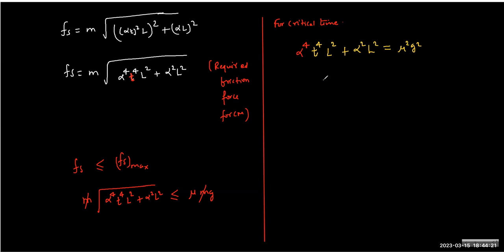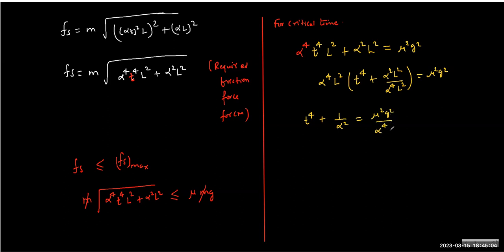Can we take something common here? I can take common alpha power 4 L square, because I want t to be alone, I want to make the coefficient of t power 4 as 1. So t power 4 plus alpha square L square upon alpha 4 L square is mu square g square upon alpha 4 L square. So t power 4 plus 1 by alpha square is mu square g square by alpha 4 L square. Anyway, the simplification is not required here, I'll go to the next part. So t power 4 is how much?